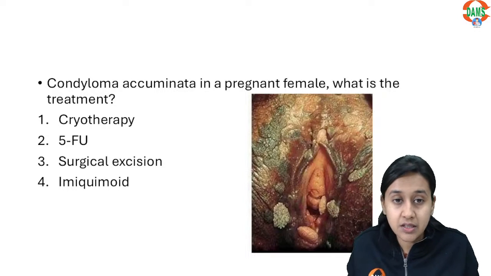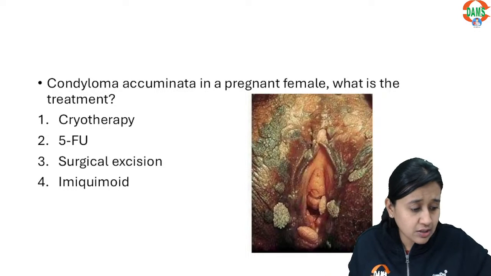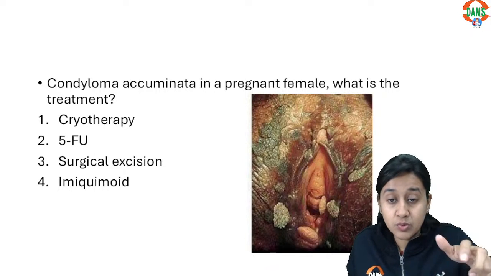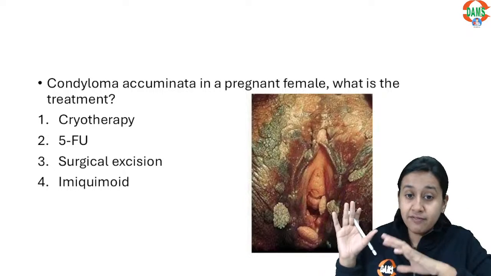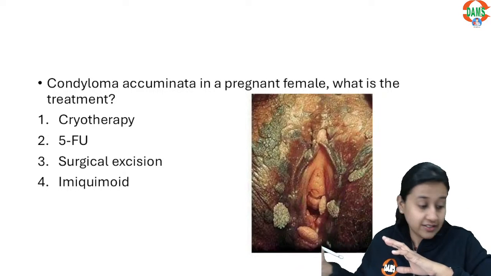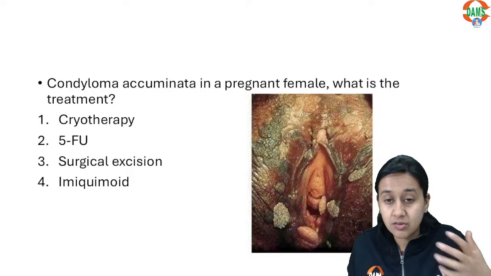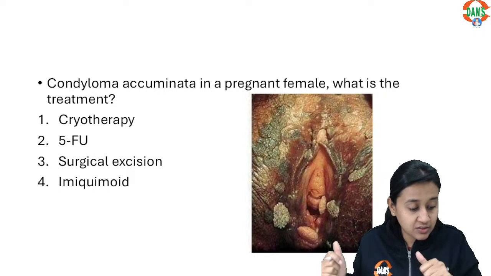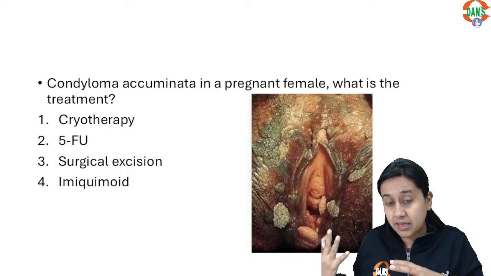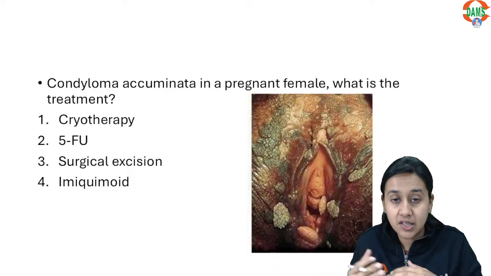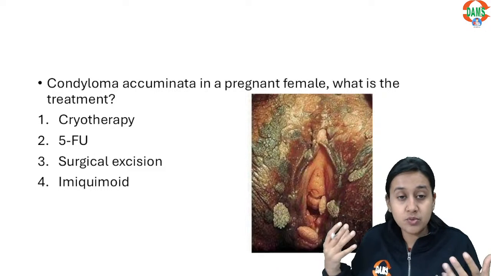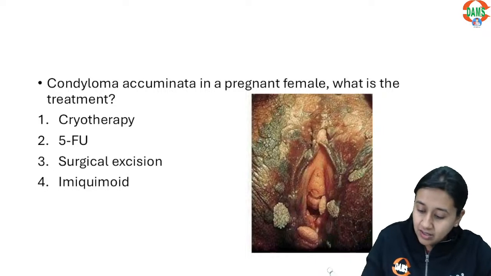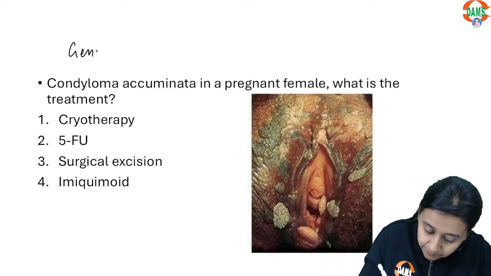The next question is this. I'm not sure about the exact picture, but what I got from the student is that there was a picture of a vagina with some rough lesions like this. I just need a quick thumbs up from everyone if this was the exact image, or if there is any other clinical history given in the question. What I got from the student is that they have given such lesions, which is condyloma acuminata or genital wart.